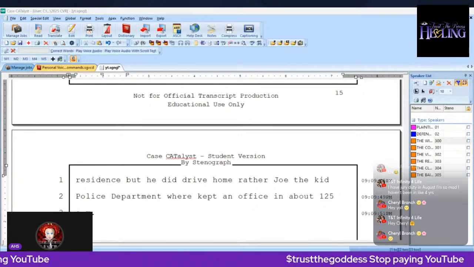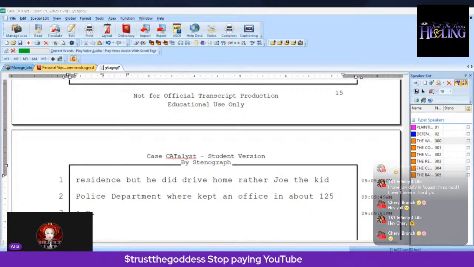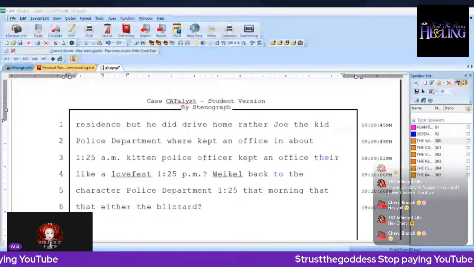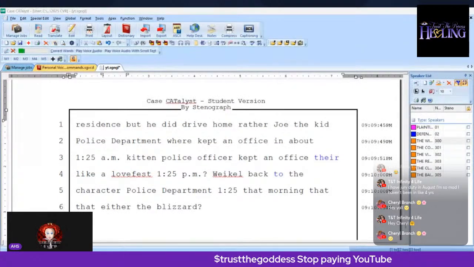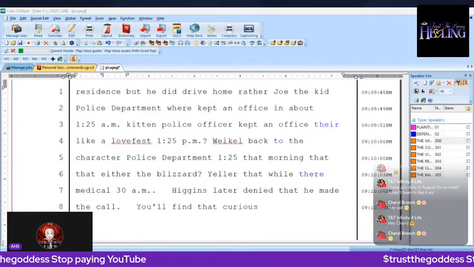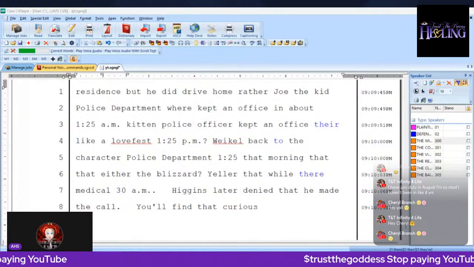Why go back to his office at 1:25 a.m.? Why go back to the Canton Police Department at 1:25 in the morning on the night of a blizzard? You'll learn that while there, Higgins made a call at 1:30 a.m. Higgins will later deny that he made that call. You'll find that curious. And his explanation for that late-night visit to Canton PD, you'll find that it changes nearly every time he's asked about it.